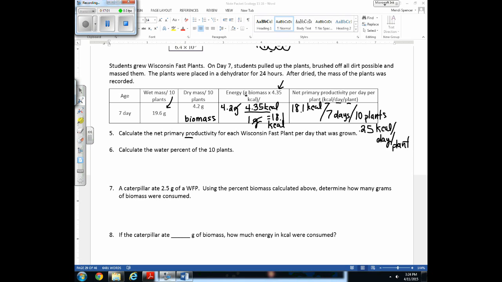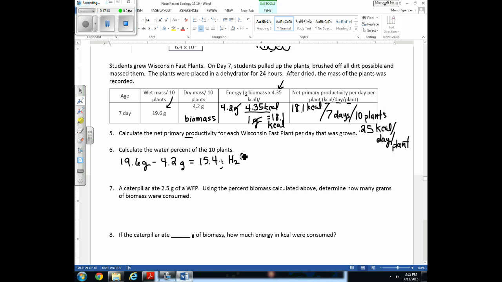Now, in this lab, we're going to feed the Wisconsin fast plants to the caterpillars. So when the caterpillars are eating the Wisconsin fast plant, they're actually consuming water as they consume organic molecules. So we actually have to be able to calculate the amount of water that's in tissues, or what percent of that tissue is considered biomass. So 6 says calculate the water percent of the 10 plants. When we look at the change in mass, we started off with 19.6 grams, and after we took out all the water, we were down to 4.2 grams of biomass. This means that we lost 15.4 grams of water.